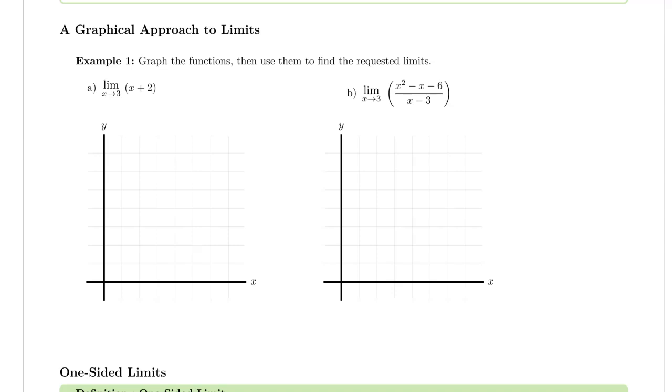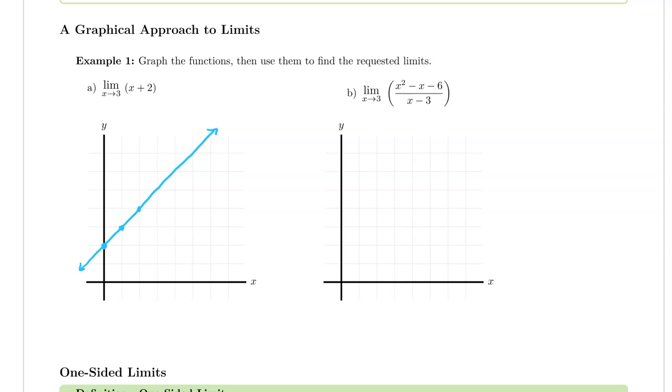So in part A, we are asked to find the limit as x approaches 3 of the function x plus 2. Now this here, x plus 2, is a linear function. And so the way that we would graph that, we know that it has a y-intercept of (0, 2), and then the slope is 1. So I would go up 1 unit and right 1 unit to get to the next one. And I will go ahead and connect those to form a line.